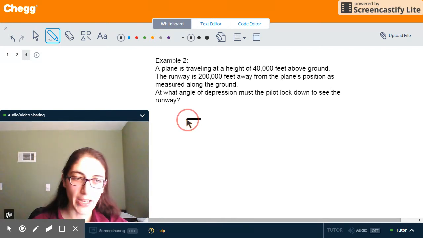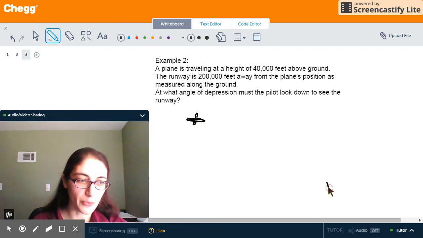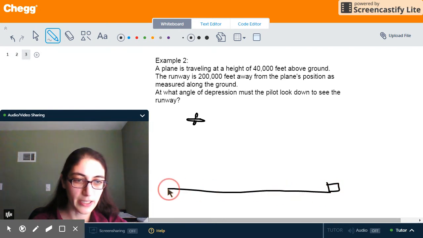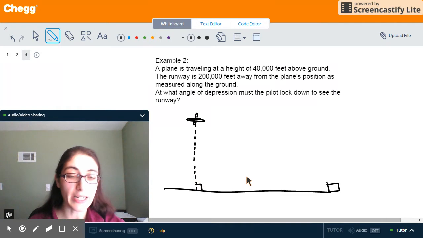So in this problem, I have an airplane. And there's a runway that's some distance away on the ground. So we'll just draw that like a building. And my ground comes out like this. I have the height of the plane, which is going to be straight down to the ground, what the height was. So there's my right angle for the triangle. And I need to know what's the angle of depression.